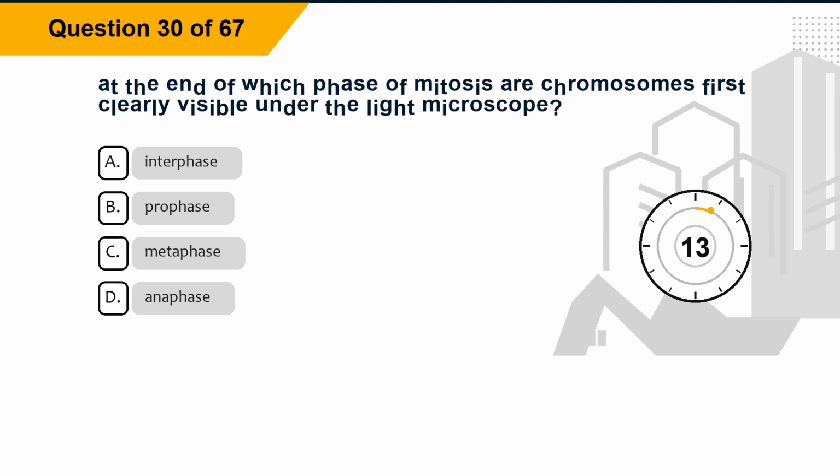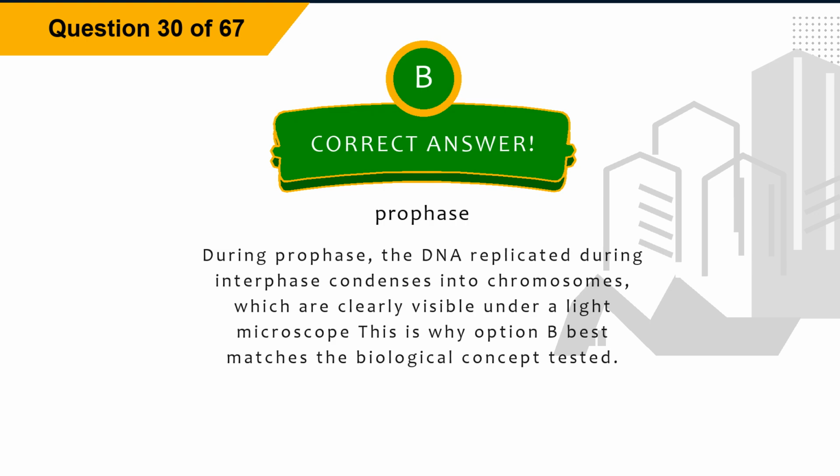Question 30. At the end of which phase of mitosis are chromosomes first clearly visible under the light microscope? Option A, interphase. Option B, prophase. Option C, metaphase. Option D, anaphase. The correct answer is option B, prophase. Explanation. During prophase, the DNA replicated during interphase condenses into chromosomes, which are clearly visible under a light microscope. This is why option B best matches the biological concept tested.